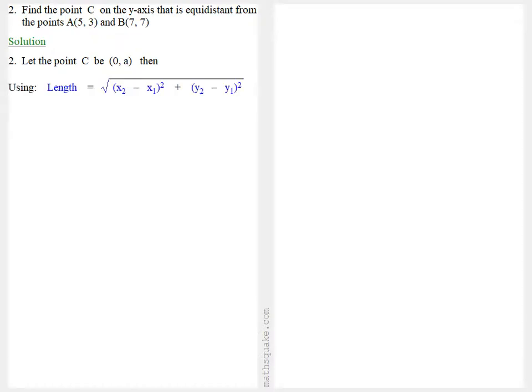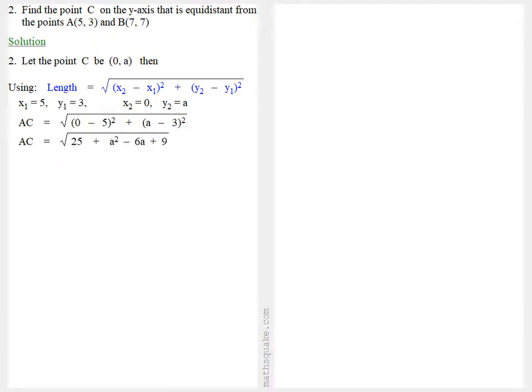So using the length formula for AC, we have x1 is 5, y1 is 3, x2 is 0, and y2 is a, and that gives AC is the square root of (0 minus 5) all squared plus (a minus 3) all squared, which simplifies to the square root of 25 plus a squared minus 6a plus 9, or the square root of a squared minus 6a plus 34.